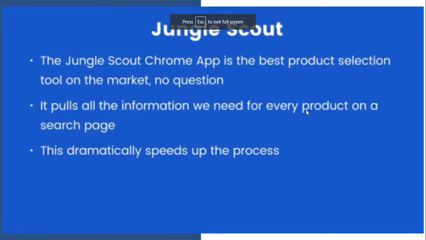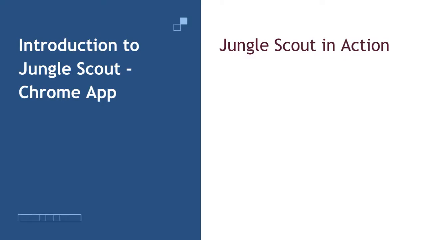So guys, Django Scout. The Django Scout Chrome app is the best product selection tool on the market, no question, hands down. It pulls all the information we need for every product on a search page. This dramatically speeds up the process, and I'm going to show you just now. So I want to introduce you to Django Scout, and then I'm going to show you Django Scout in action.